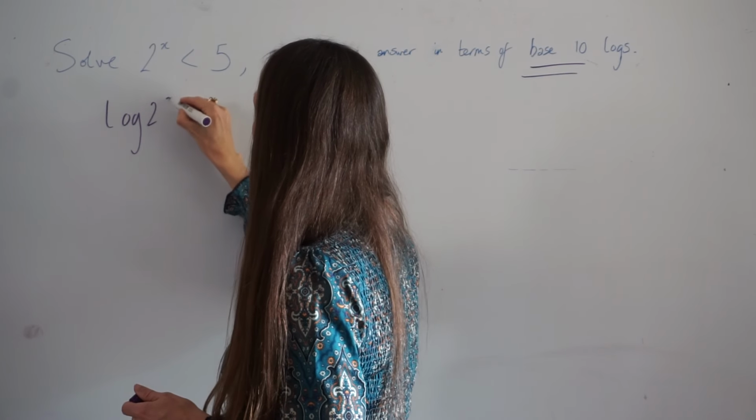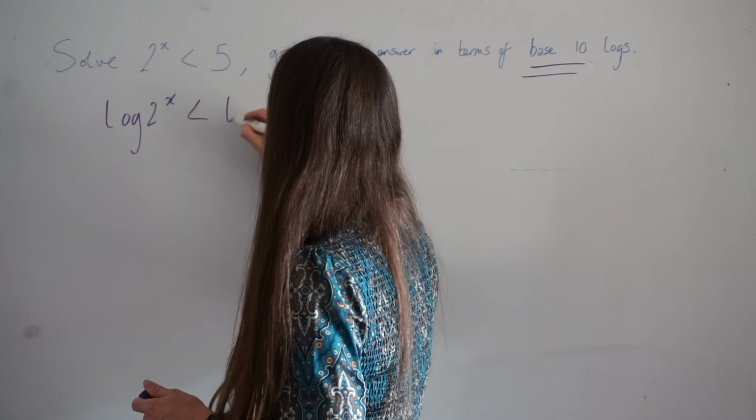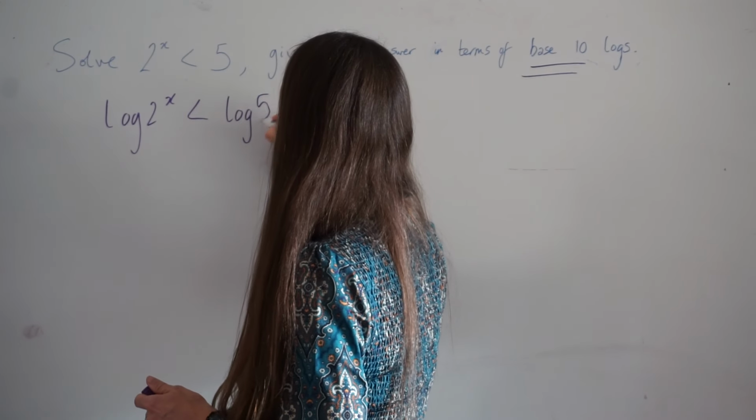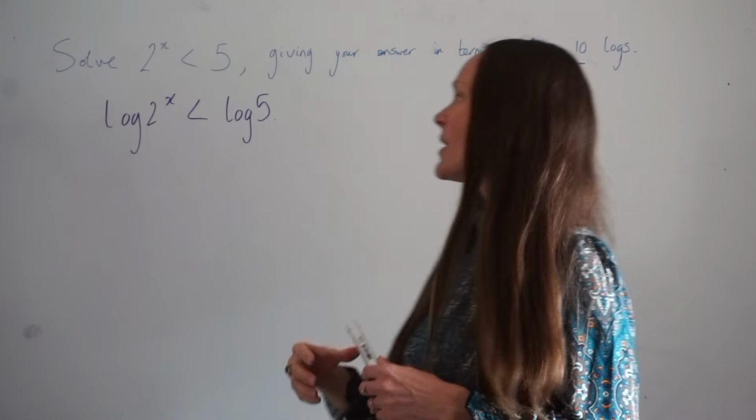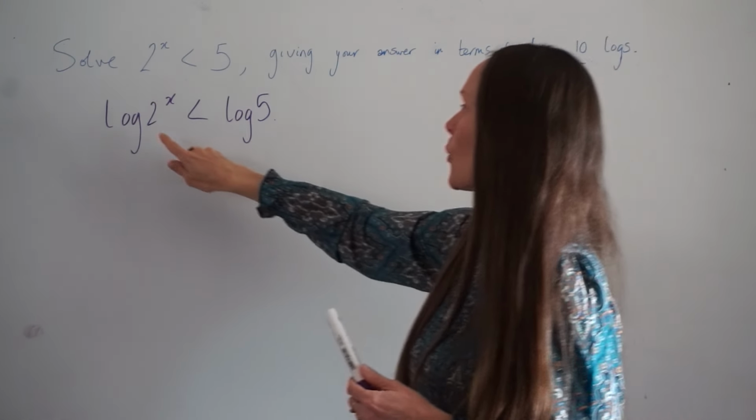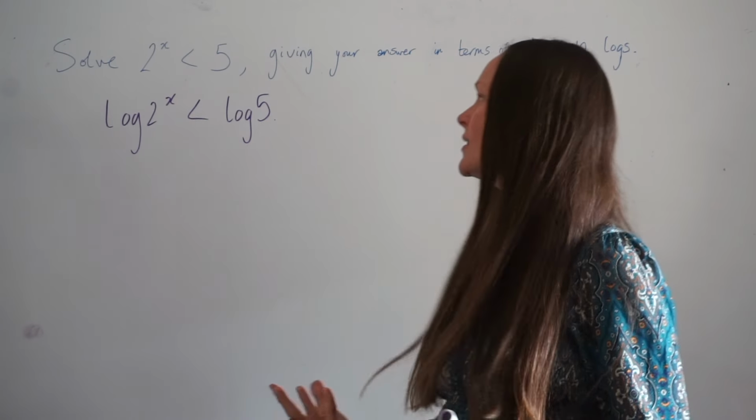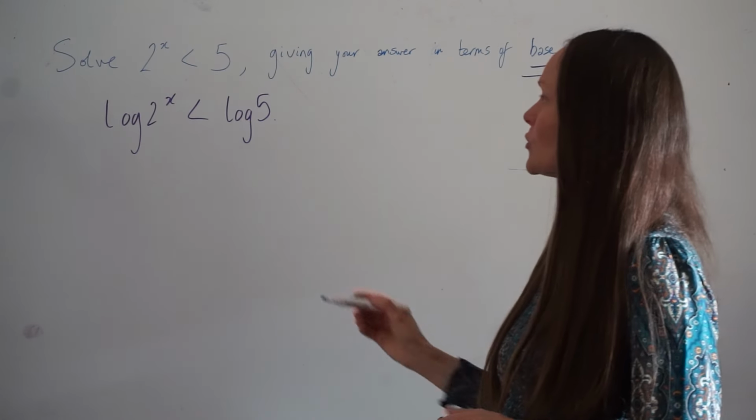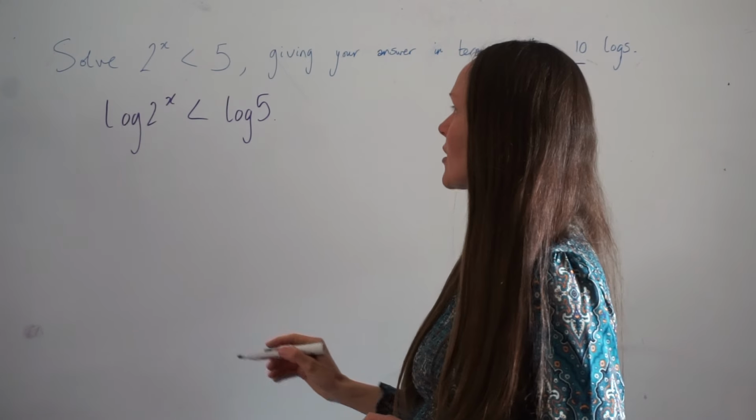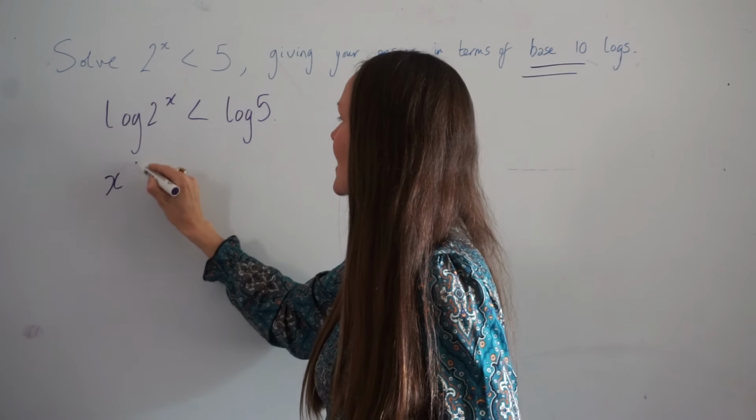And remember, when you take log base 10, the inequality symbol remains the same. Okay, remember it's an increasing function whenever the base number here for the logarithm is greater than 1. Okay, so next I'm going to apply the power rule on the left-hand side. So we can rewrite it as x log 2.